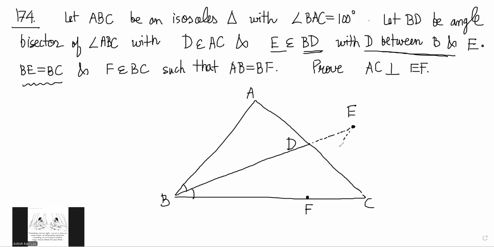Okay, so we have to join this line, and we have to prove that this is 90 degrees. This is what we need to prove. So far we know this angle is 100. This is 20. This is 20. And this much is 40, right?